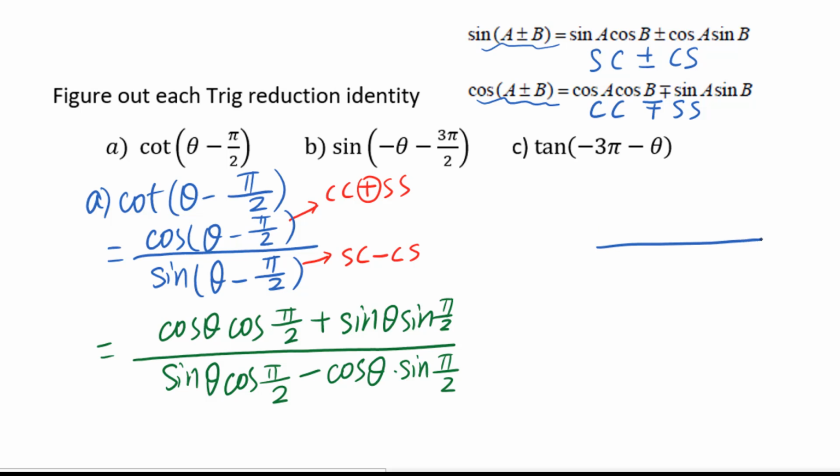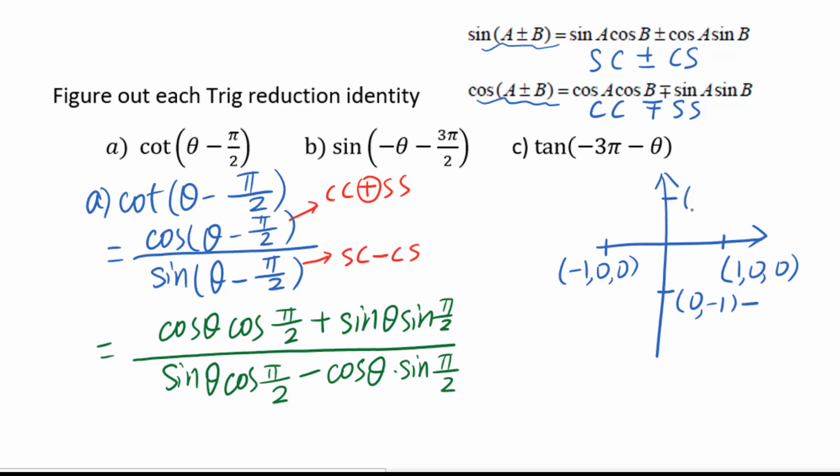Let's recall the unit circle. The coordinates will be (1, 0), (0, 1), (-1, 0), (0, -1), and the tangent values are 0, undefined, 0, undefined. And we do know the angles: 0, pi over 2, pi, 3 pi over 2, and 2 pi. So this will be CST. For pi over 2, cosine pi over 2 equals 0, and sine pi over 2 is 1.